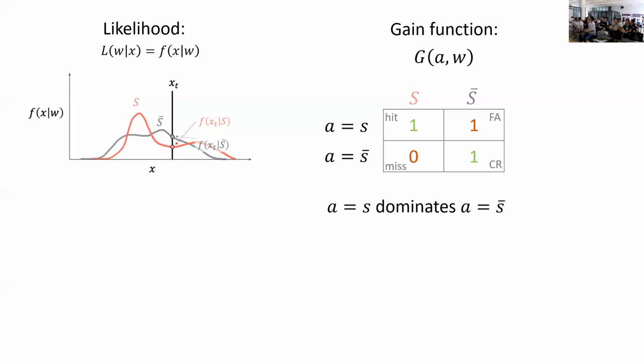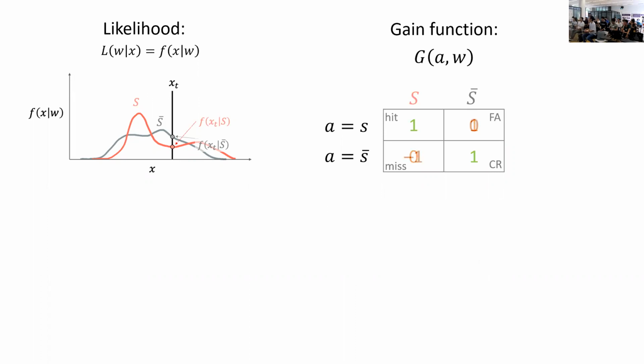And in this situation, you will see that choosing action S will dominate S bar. And it means no matter whether the word is a signal or noise, choosing, you say this is a signal, is always the best or equally good choice. So now you see the optimal choice depends on not only the probabilities, but also on the gain function.